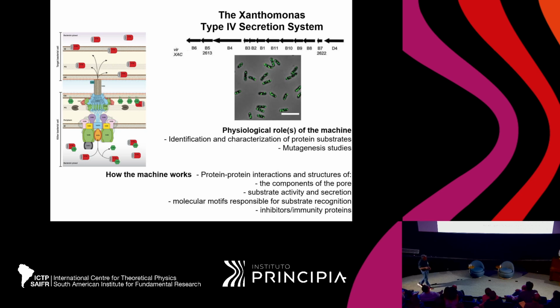In the case of Xanthomonas, however, it has a type 4 secretion system that's not involved in conjugation, but in competition between bacteria. It secretes toxins from one bacteria to another. Instead of transferring a piece of DNA from one bacteria to another, it's transferring a toxin. So we're interested in understanding what the toxins are and how these toxins are selected for transfer.